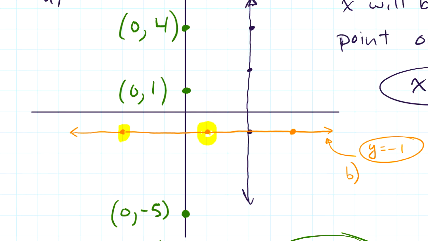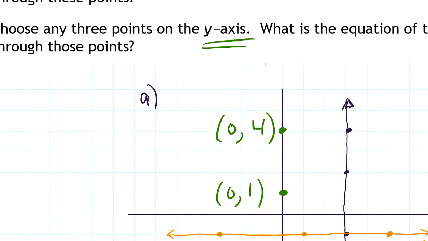And the equation of that line is y is -1. The slope is 0. It's a completely horizontal line, so my rise over run is 0. It clearly has a slope, but it just has a slope that equals 0. And the y-intercept is at -1.